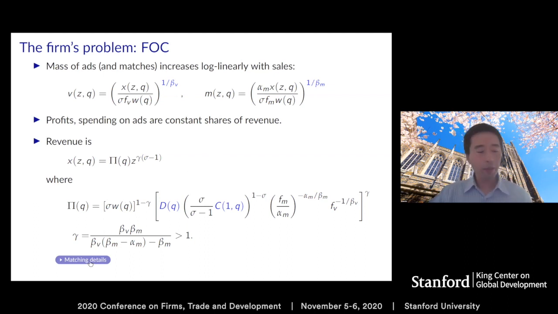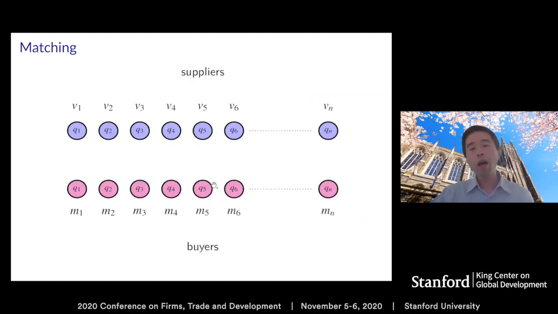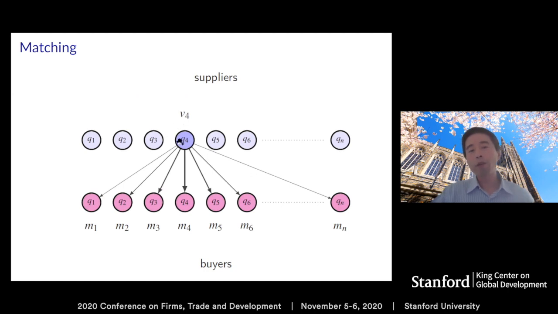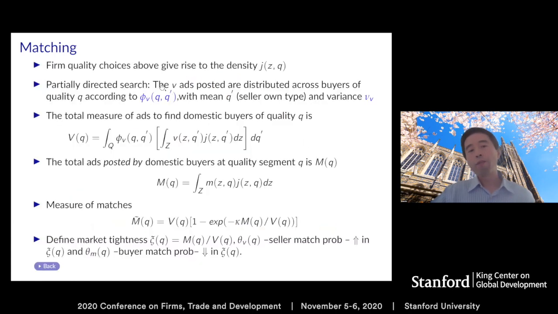Okay, and since we have a bit more time, let me give you a sense of how this matching happens. This is a fairly standard random matching model. The only thing is that when you come from a specific quality segment as a firm, you will send ads to all the different quality segments. The line is thicker, meaning the ads you send to the quality segments closer to your own quality will be stronger, and the others will be thinner, meaning there will be fewer. This relationship is governed by this function.